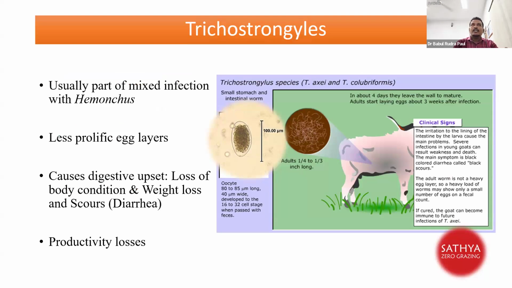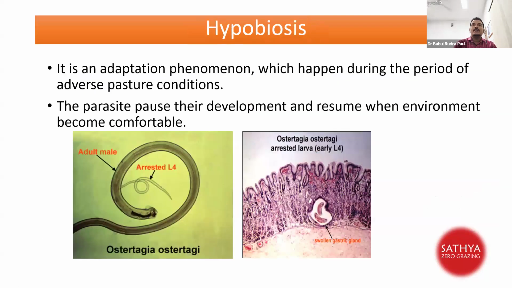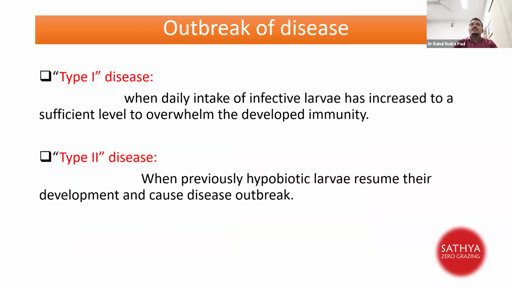The difference with the Haemonchus is that this parasite is not that prolific. But due to chronic infection along with the Haemonchus, it causes production losses. And one more that is related is Ostertagia. Ostertagia's typical property is that it undergoes hypobiosis. It arrests its growth. The parasite pauses its development and resumes its growth when the environment becomes comfortable.